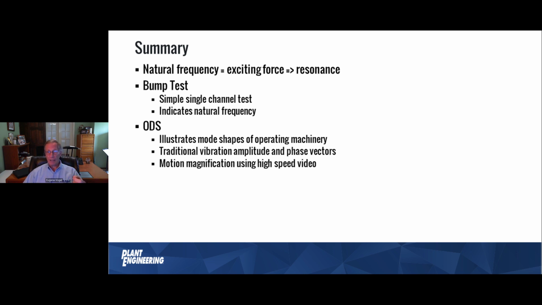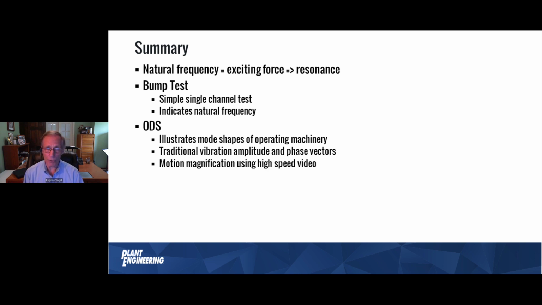To identify the natural frequencies, the simplest test you can do is a bump test. You can do it with a single channel analyzer, and you'll determine what natural frequencies are there and see how that matches up with your exciting force, okay? That's a good thing. It's not the only thing that you'll find with operating deflection shape, but it's certainly one of the key ones that operating deflection shapes are excellent at identifying. The operating deflection shape itself illustrates the actual motion of the machine. It amplifies it so you can see it.